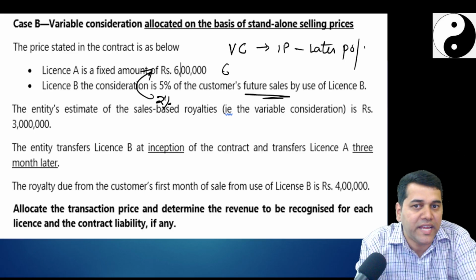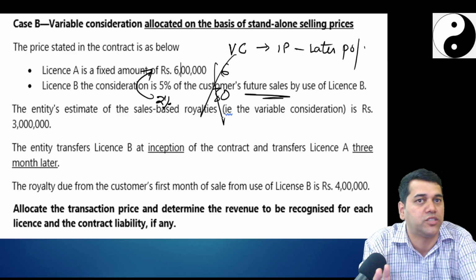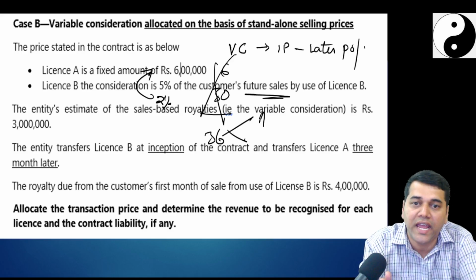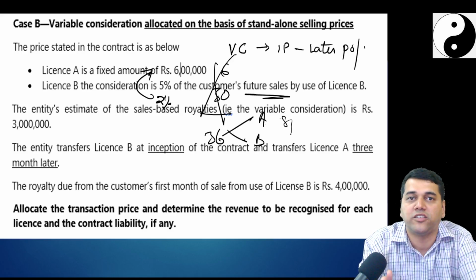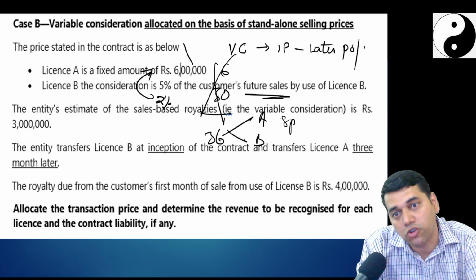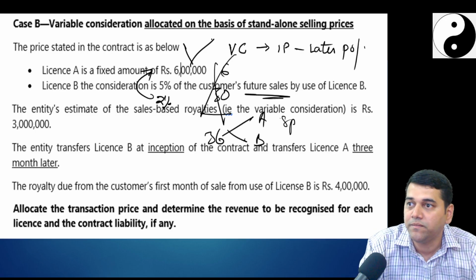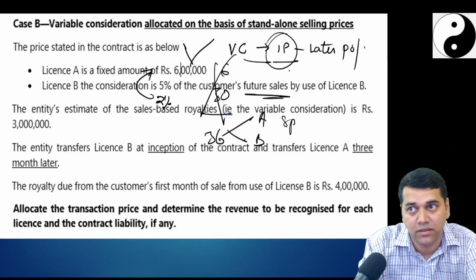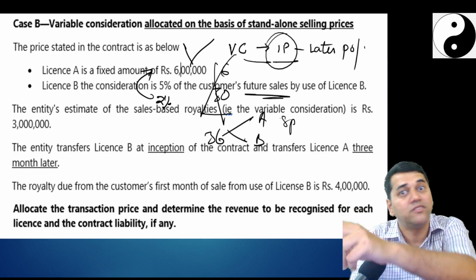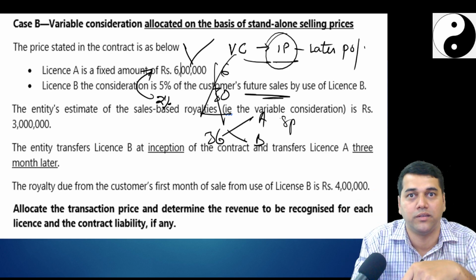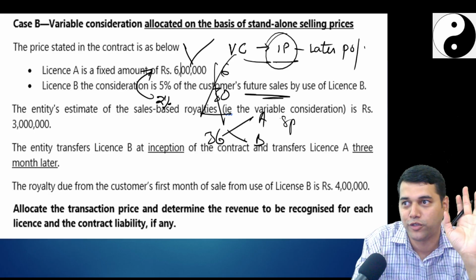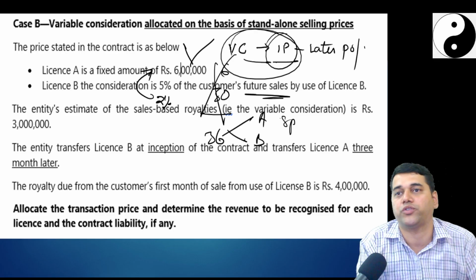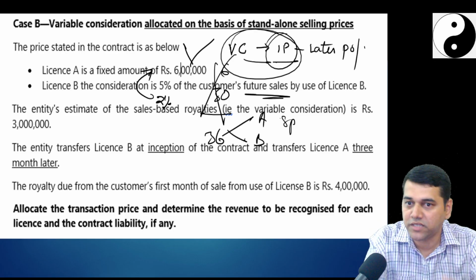That's why you cannot take 6 and 30 here, that is wrong allocation. This 6 plus 30, 36 should be allocated to A and B based on their SSP. But the problem comes, your fixed will also get allocated, variable also gets allocated. Since variable consideration comes for both our intellectual property rights, they can twist it by telling A is not an intellectual property, B is an intellectual property. Forget about that permutation combination. Since both are applicable, you have to apply this exception to both: sale or delivery, whichever is later.